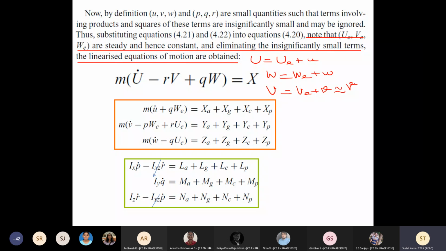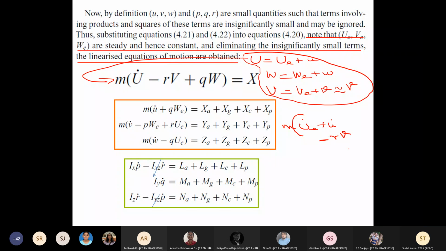Now if I substitute these conditions into the first equation, it's nothing but m times (UE dot plus u dot) minus R small v plus Q times (WE plus w). I'm just substituting this in this equation.